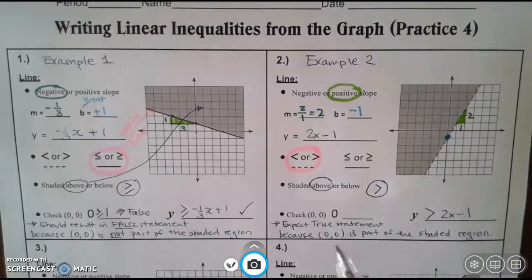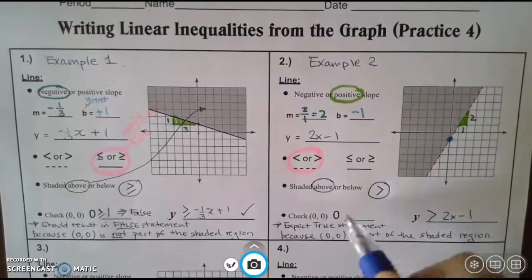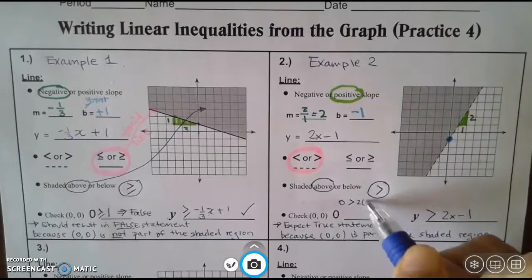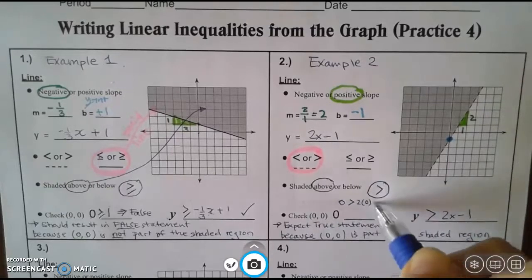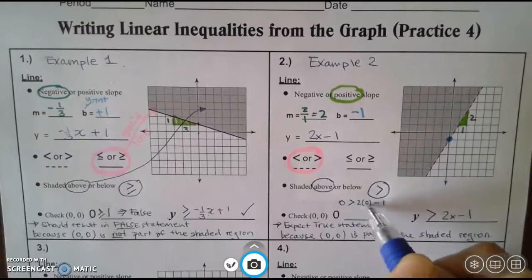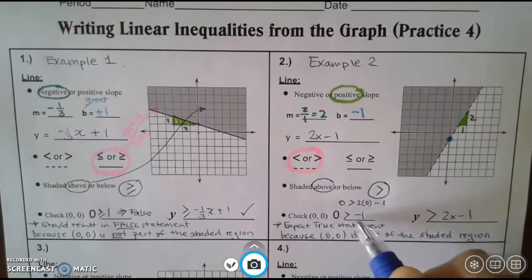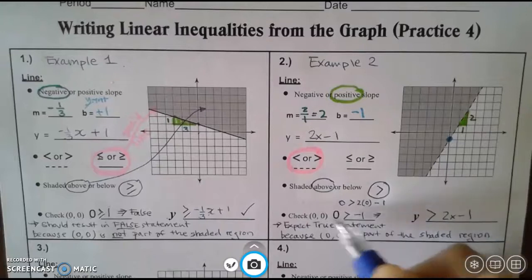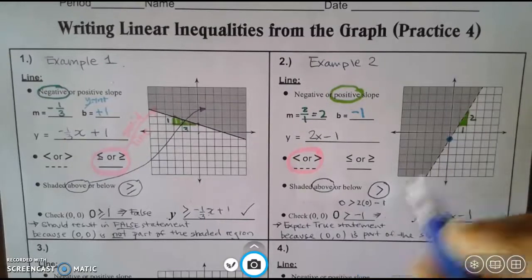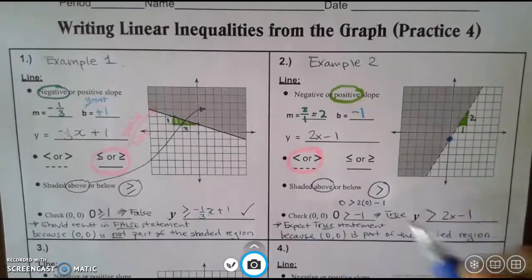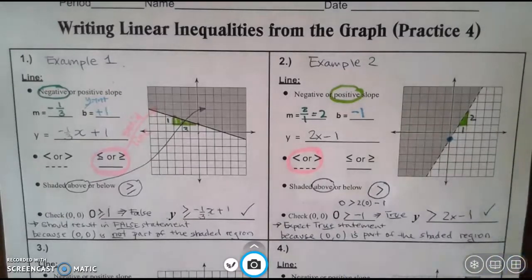Okay, now let's check that. So if I plug in 0, let's just actually write it here. 0 is greater than 2 times 0 minus 1. Okay, 2 times 0 is really the same as 0, minus 1. So we are left with 0 is greater than negative 1. Is this true? Yes, it is, because 0 is more positive. So that's true, and we were expecting this. That means that my inequality is indeed correct.